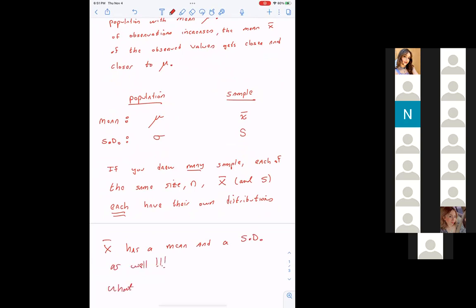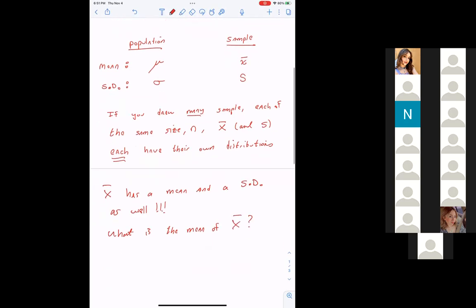What is the mean of X bar? If you take lots and lots of samples, each one of which from a population whose mean is mu, what do you think the average of your averages is going to be? Would it be mu? It would be mu itself. The mean of X bar is the same as the underlying mean of the population.